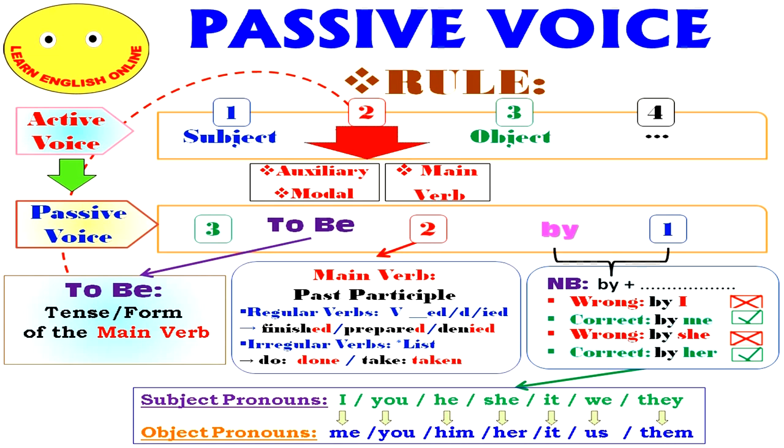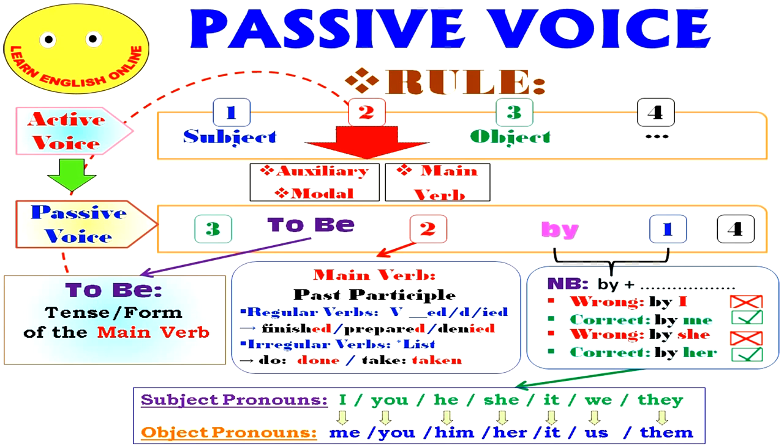We, we change it into us, we say by us. And finally, they, we change it into them and we say by them. If we don't have subject pronouns, we keep the words as they are. For example, if part number 1 in the active voice is a name, like Jane, we say by Jane, okay?